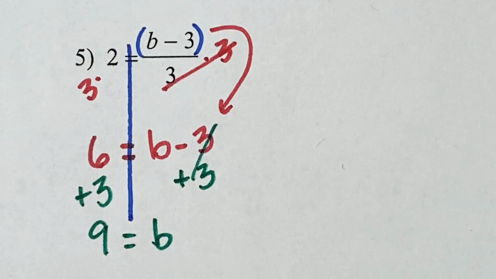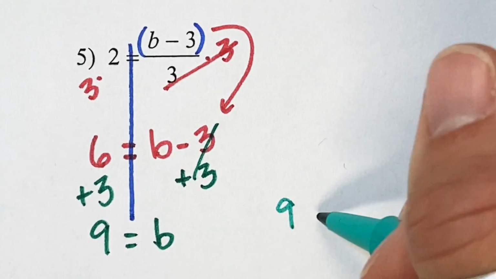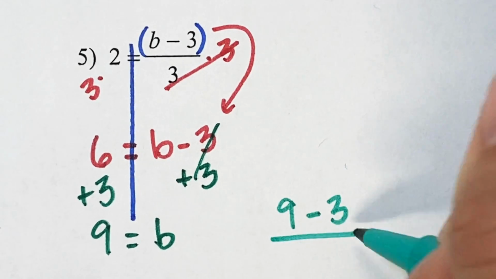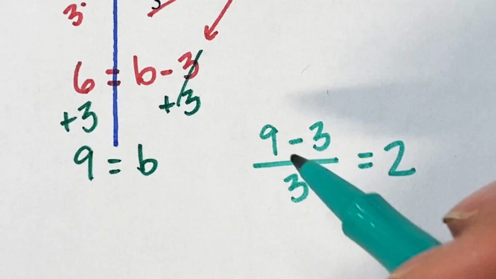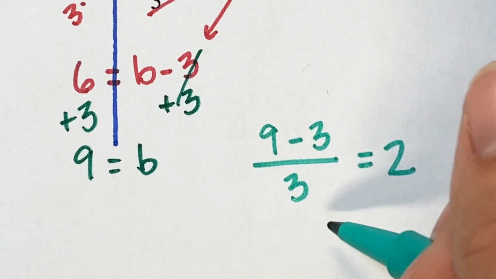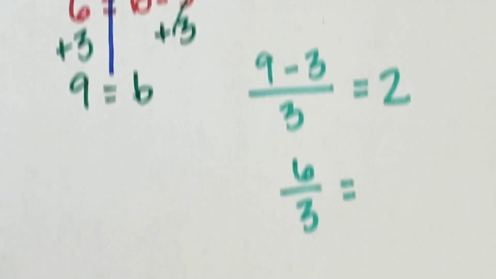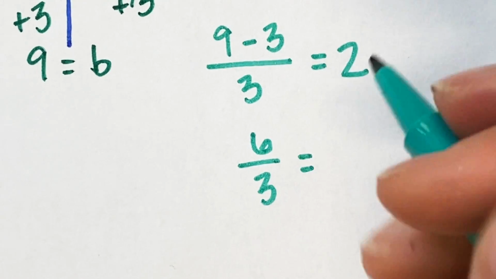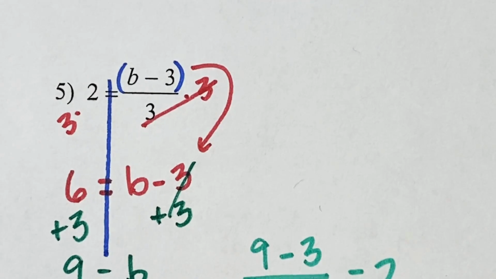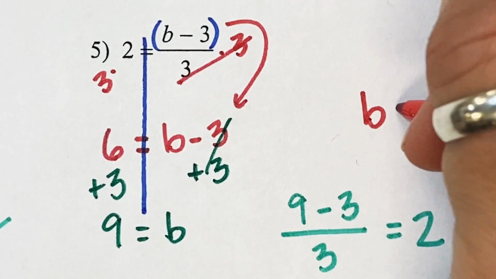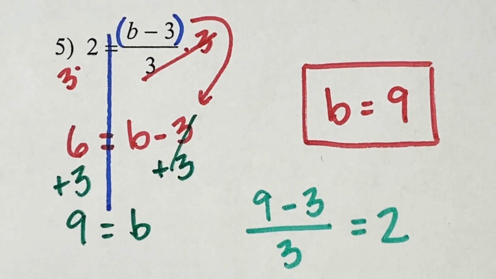Let's check our work. Let's see if we got it right. So we should have b, which we found was 9, minus 3 on top, divided by 3 should give us 2. Meaning 9 minus 3, yep, that's a 6 on top divided by 3. Does 6 divided by 3 equal 2? Yes, it does. So we know that we got it right. So our b equals 9. Beautiful.